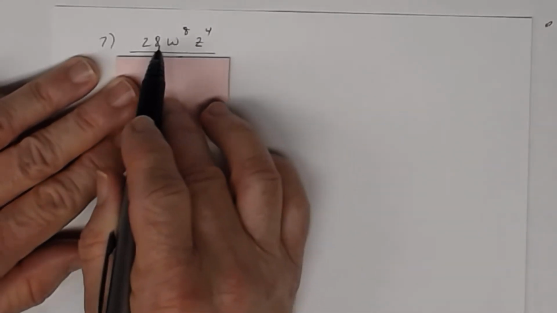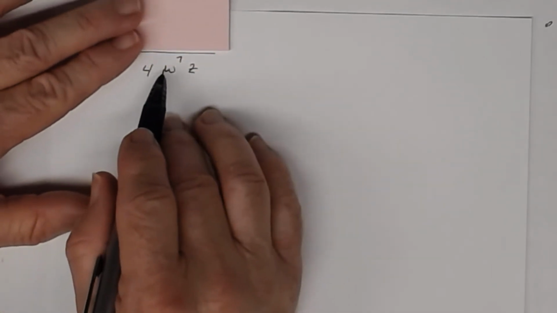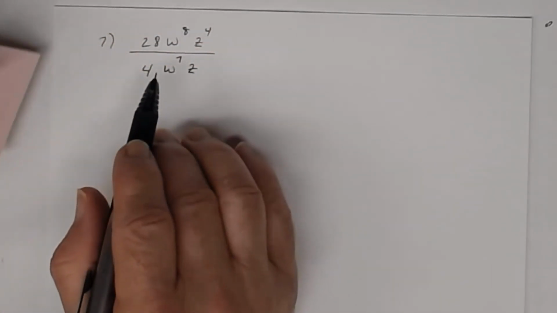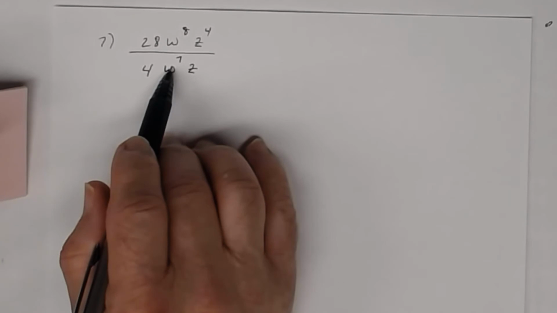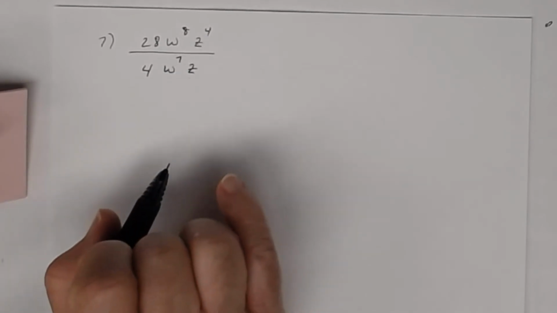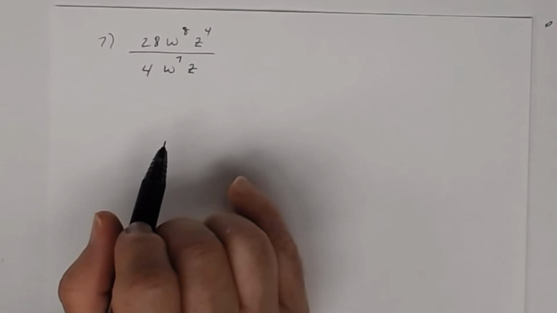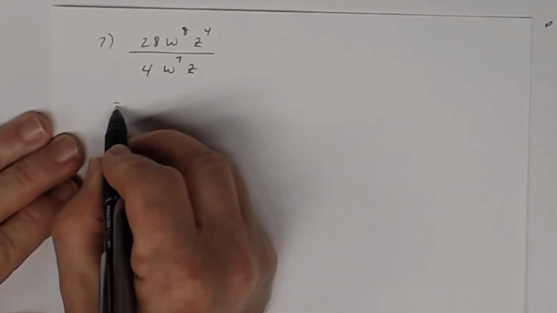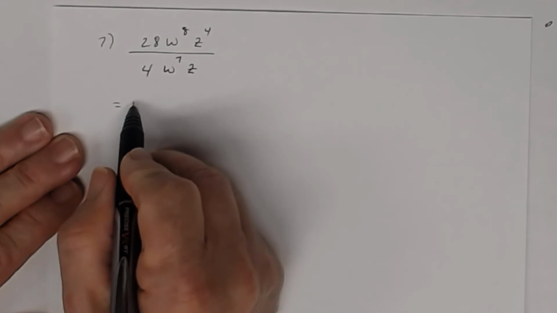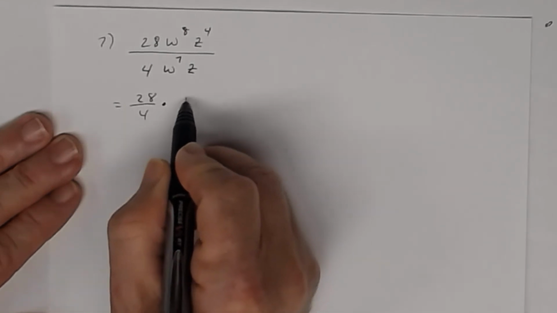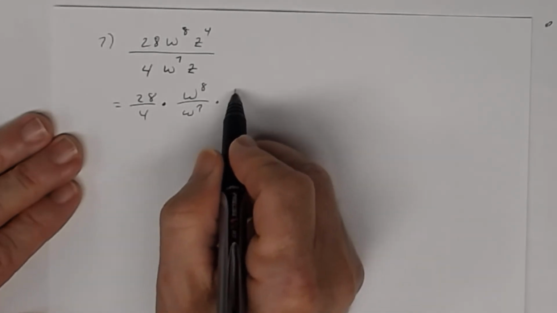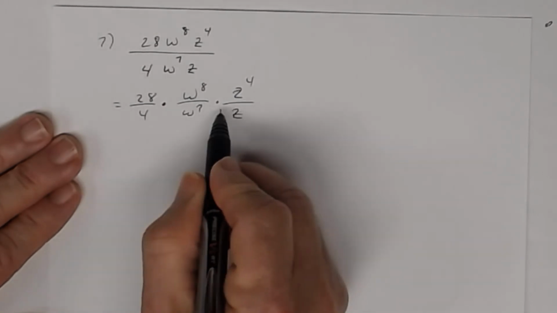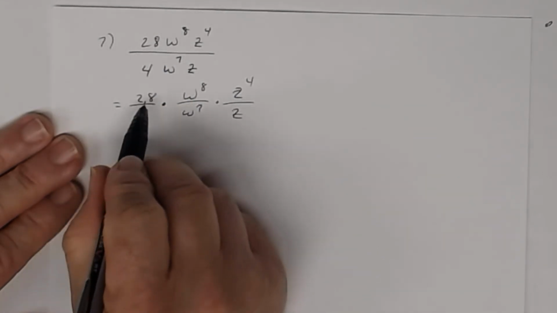So if you just look at the numerator, there's nothing I can do in the numerator. There are no like bases in the numerator, and there are no like bases in the denominator. But if you look at the fraction as a whole, there are like bases. So you have w to the 8 divided by w to the 7, z to the 4th divided by z, and then 28 divided by 4. So for some of you, you may want to write this into separate fractions. So in other words, 28 divided by 4 times w to the 8th divided by w to the 7th, notice dividing like bases, times z to the 4th divided by z. So this means this.